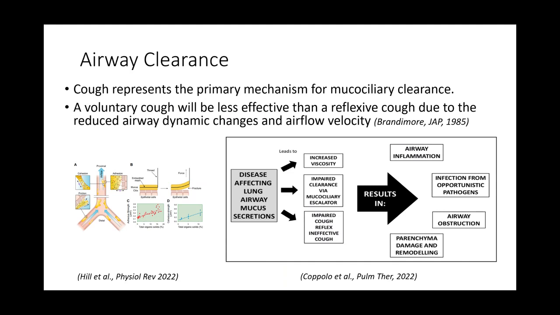We know that disease can affect the lung, airway, mucus and secretions, and that happens to cause an increase in the viscosity of the sputum. It can impair the clearance via the mucociliary escalator, and we can also have an impaired cough reflex, and this leads to airway inflammation, infection from opportunist pathogens, an increase in airway obstruction and parenchymal damage and remodelling.